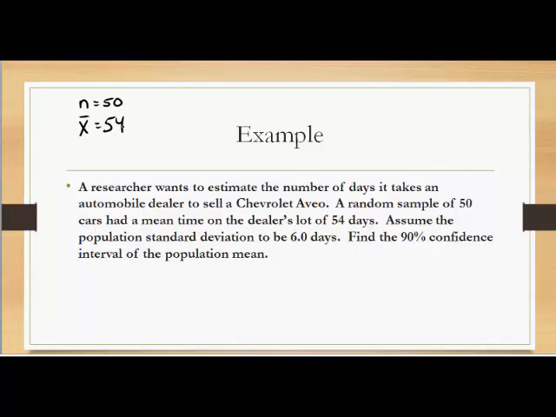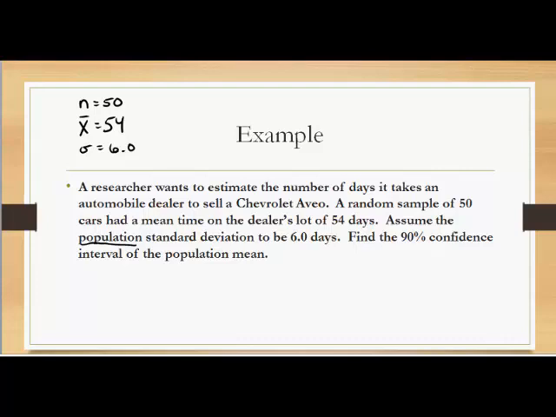We are told to assume the population standard deviation to be 6. Now, this is very nice of this problem to actually tell us that we are dealing with the population standard deviation. That takes that question off the table for us. We know that we have the population standard deviation because it gave it to us as that. And then the question says, find the 90% confidence interval of the population mean.